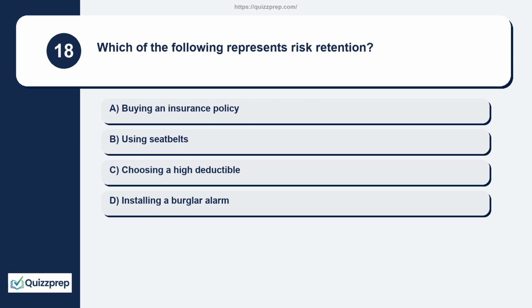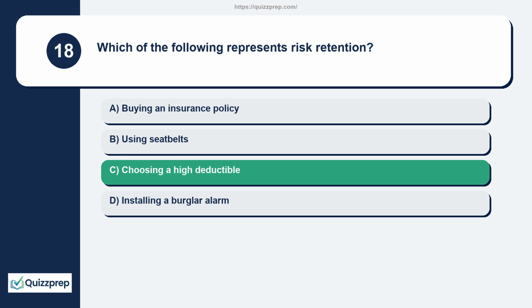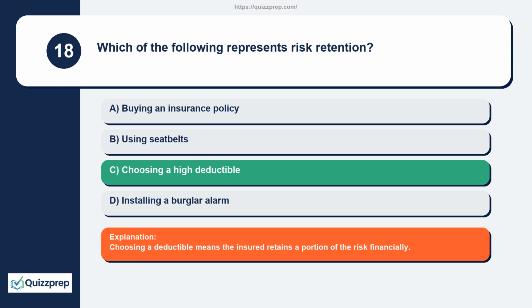Question 18. Which of the following represents risk retention? Buying an insurance policy, using seatbelts, choosing a high deductible, installing a burglar alarm. Choosing a deductible means the insured retains a portion of the risk financially.